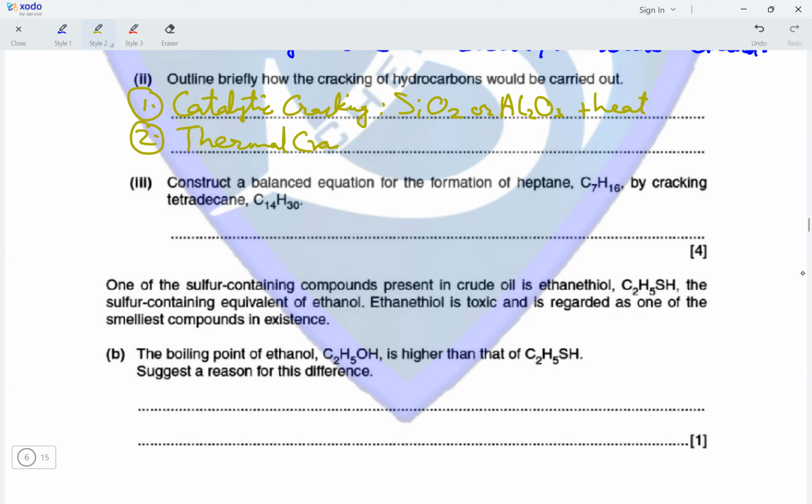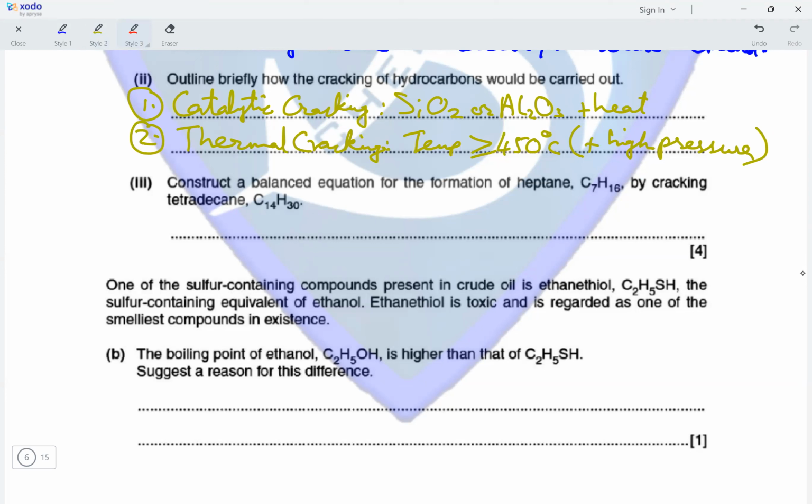Thermal cracking would require temperatures greater than or equal to 450 degrees Celsius, and it would also require high pressure to bring about the process of cracking. So catalytic cracking and thermal cracking are two different ways in which cracking of hydrocarbons is carried out.